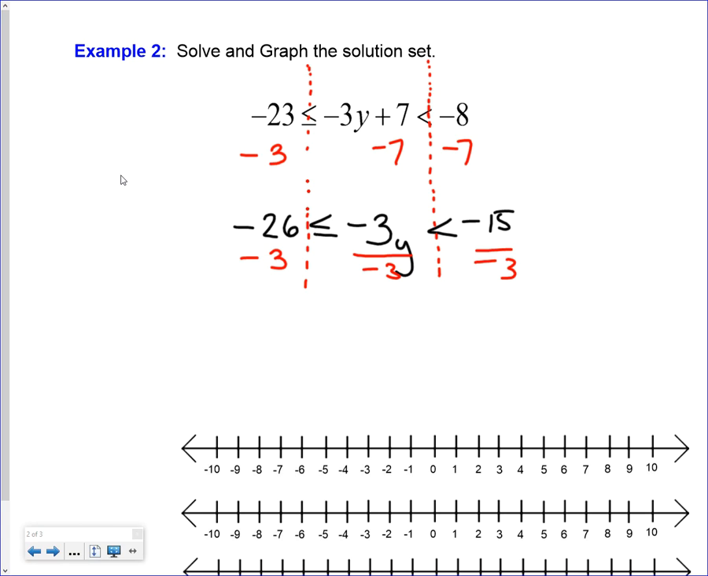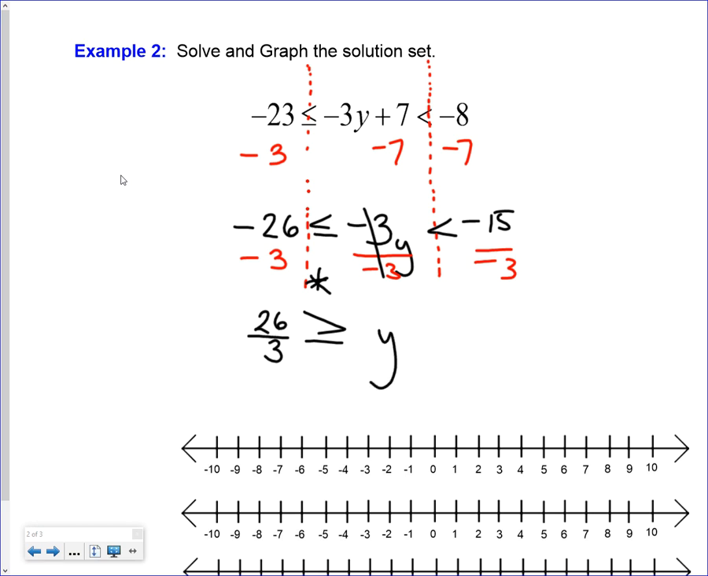So negative 26 divided by negative 3. 3 doesn't go into 26 evenly, so let's just leave it as a fraction, but it's going to be positive. We've got two negatives. Well, what am I doing here? I'm dividing. So what I've got to do is flip my inequality symbol. And then these cancel out, you just get y.